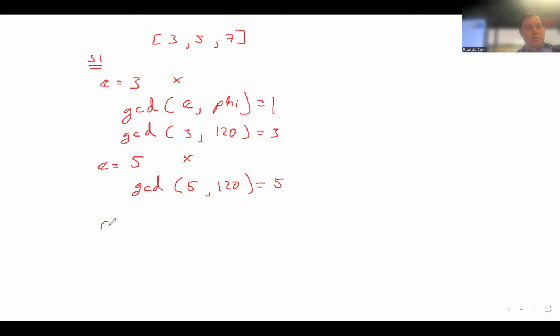So let's try another one. E equals 7. Okay. So GCD of 7 and 120. What is the result here? 1. So in this case, does it meet the condition? Yes, because it has to be 1.